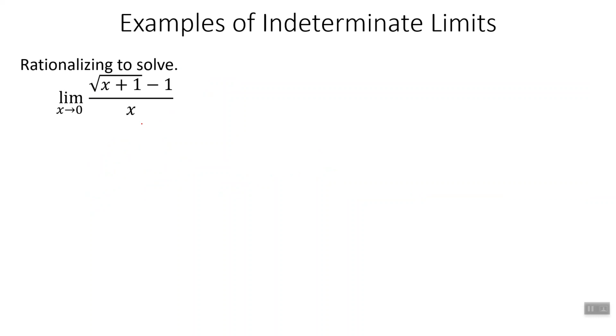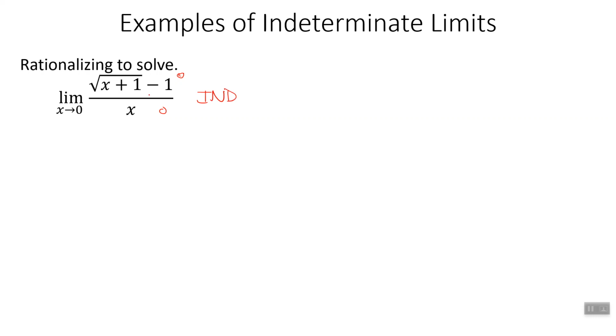All right, rationalizing. So hopefully in pre-calc you did something called rationalizing the denominator. It involves multiplying by the conjugate. The conjugate is just, we take whatever is between them and switch the sign. That's the conjugate. All right, so if we try to plug in 0 here, we get the square root of 1 is 1, minus 1 is 0. If we plug in 0 here, we get 0. So we have 0 over 0.